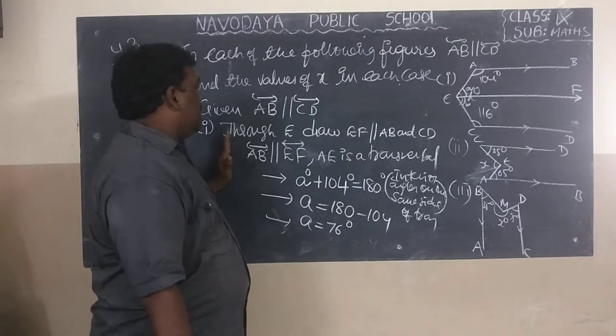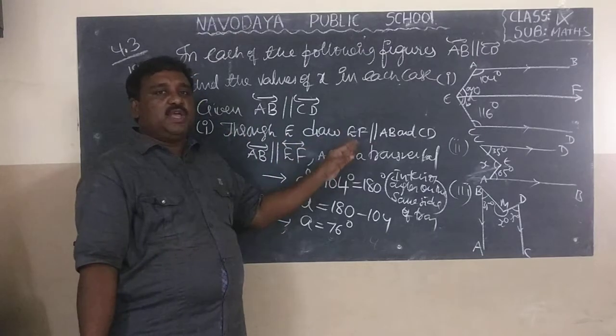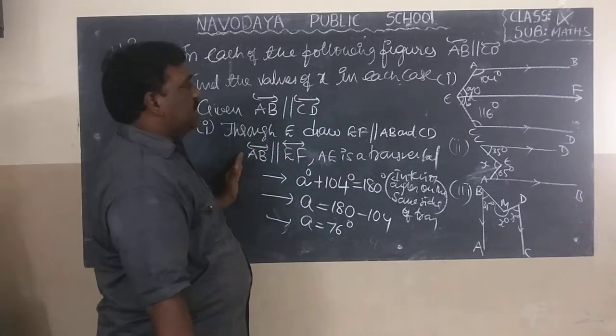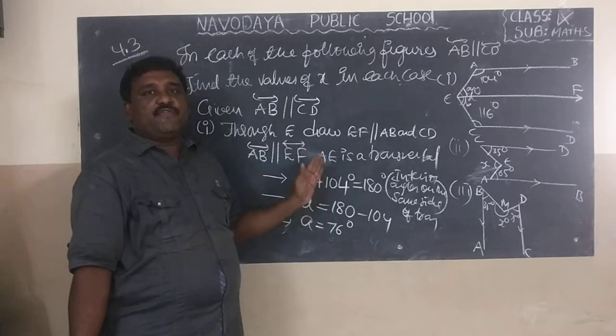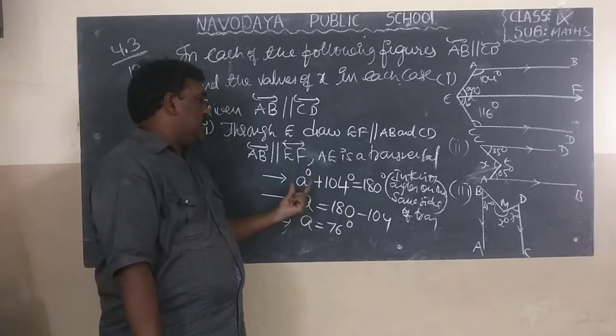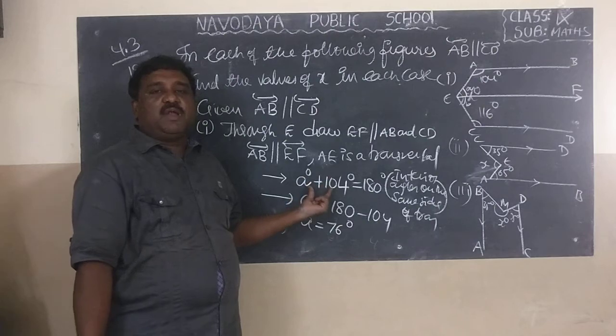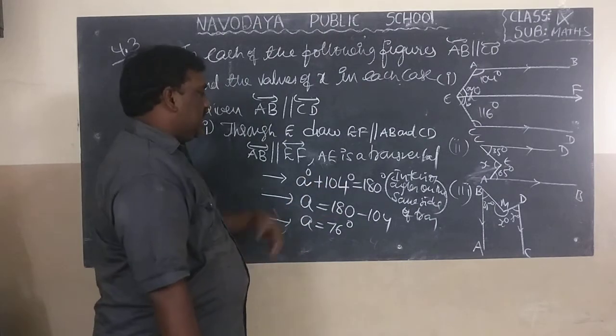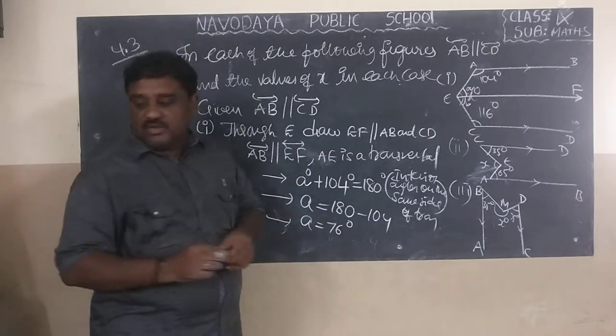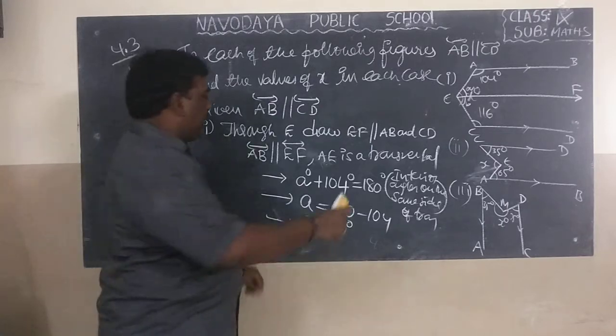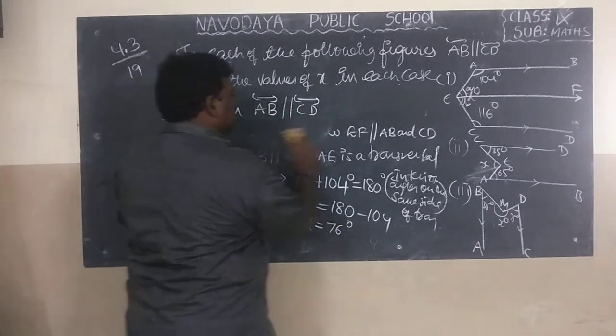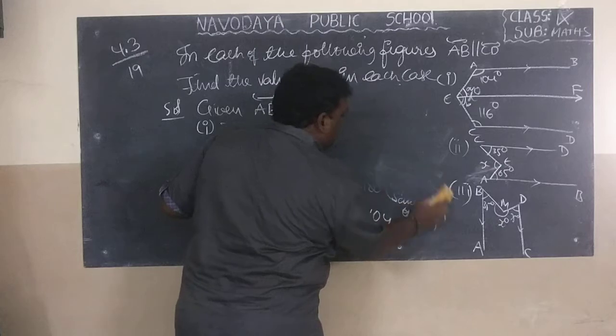So through E, draw EF parallel to AB and CD. From the diagram, AB parallel EF, comma AE is a transversal. Small a plus 104 equal 180. Write the reason in brackets. Small a value 76. Similarly, find out small b also.